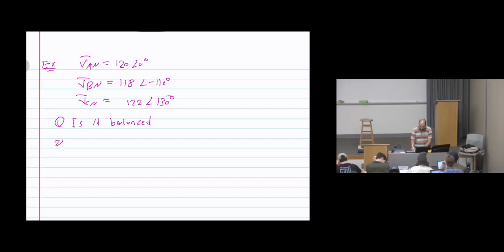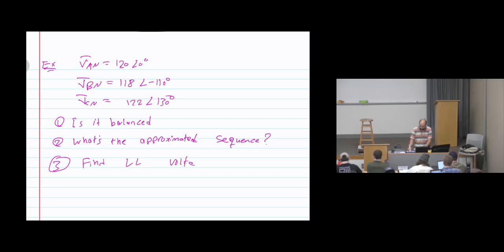Then the second thing, which is what is the approximated sequence? Since it asks me about the sequence, I'm not going to assume the sequence is positive or negative. I need to know because it's given some information, so we need to do some calculations. The third thing is to find the line-to-line voltages.